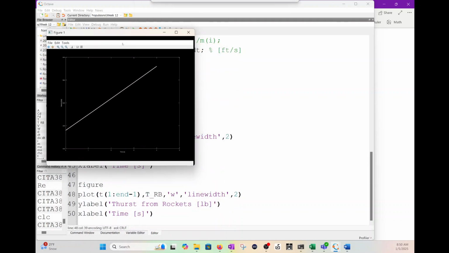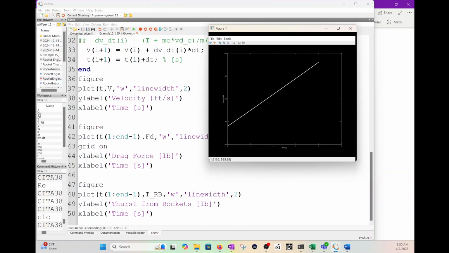Okay, there we go. All right, so here we have velocity versus time, 4 seconds, and we get about 580 feet per second. Okay, starts at 300, or it's 300 miles per hour, whatever that converts to feet per second, and we get a linear line going up.